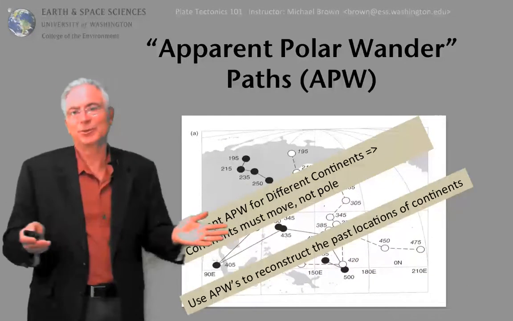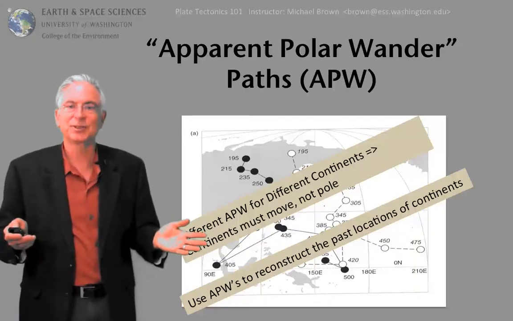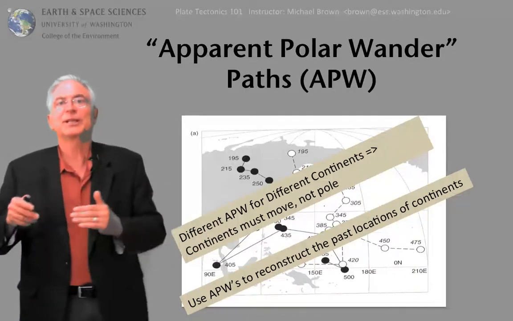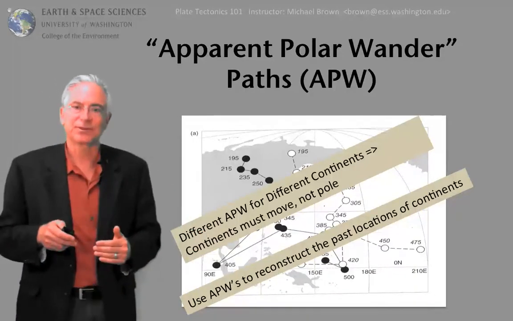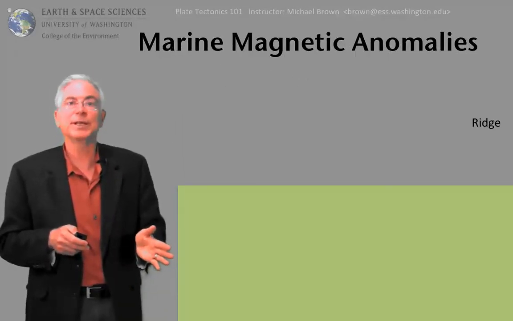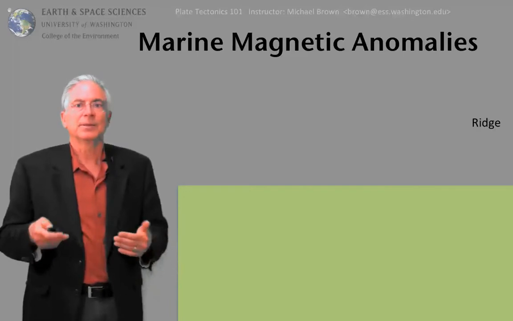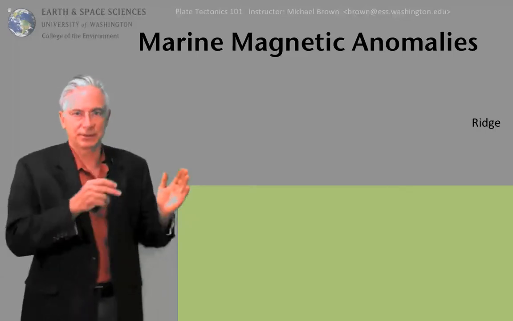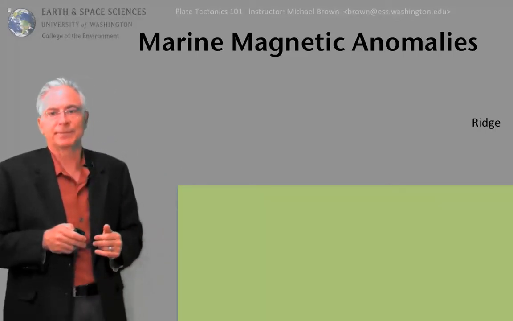And we can use the apparent polar wander curves then to reconstruct past locations of the continents. Now let's turn to the marine magnetic anomalies, the marine magnetic record, distinct from the continental magnetic record.